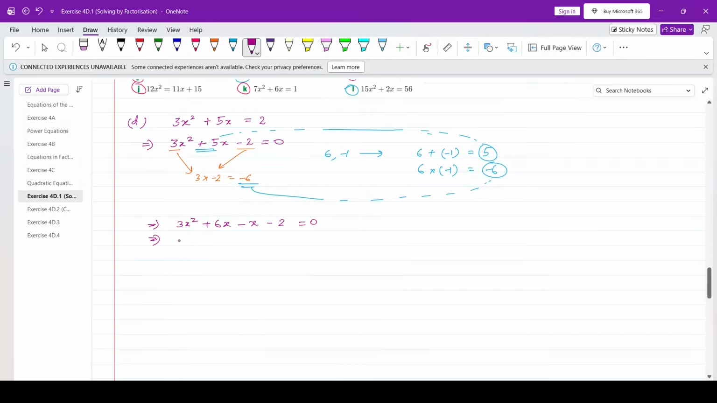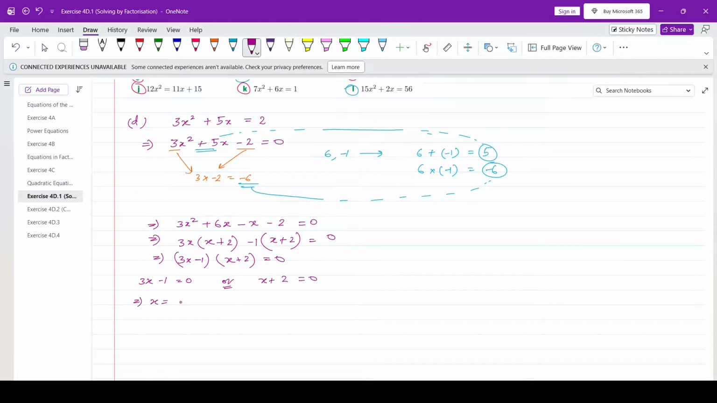Taking 3x common from the first half, we get 3x into x plus 2. Taking negative 1 common from the second half, we get negative 1 into x plus 2, that is equal to 0. And hence 3x minus 1 times x plus 2 is equal to 0. So 3x minus 1 is equal to 0, or x plus 2 is equal to 0.